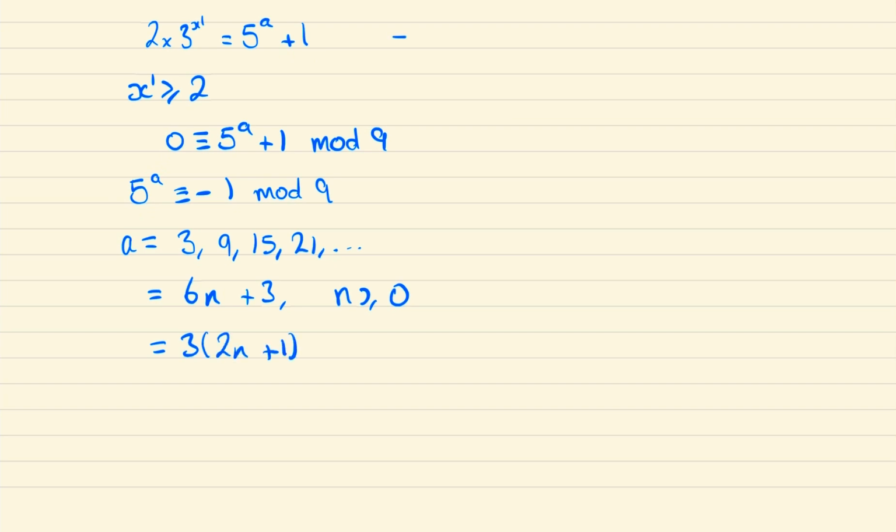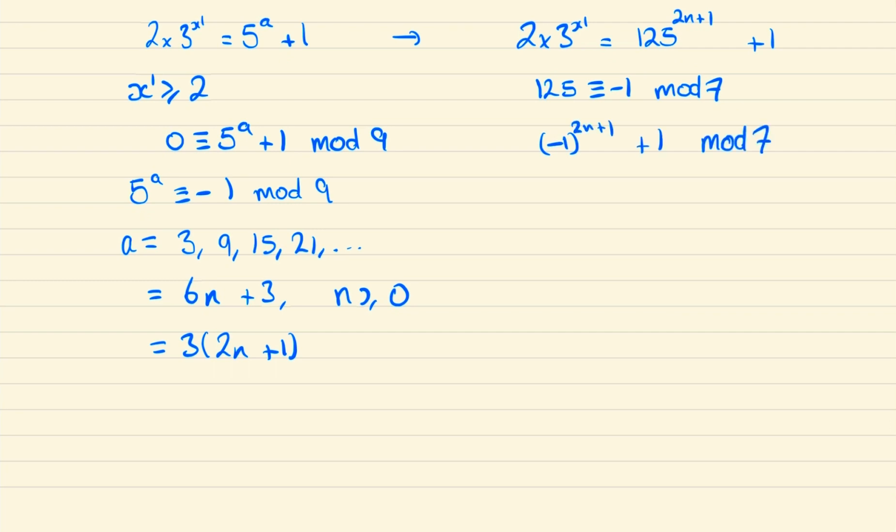Now, if we sub this back into our top equation, we have that 2 times 3^x' is 125^(2n+1) + 1. And once more, we can use modulo arithmetic to help us here, since if we look at the right hand side modulo 7, then 125 is congruent to -1, and so the right side can be written as (-1)^(2n+1) + 1. And since -1 to any odd power will always be -1, this entire expression is -1 + 1, or 0 mod 7.